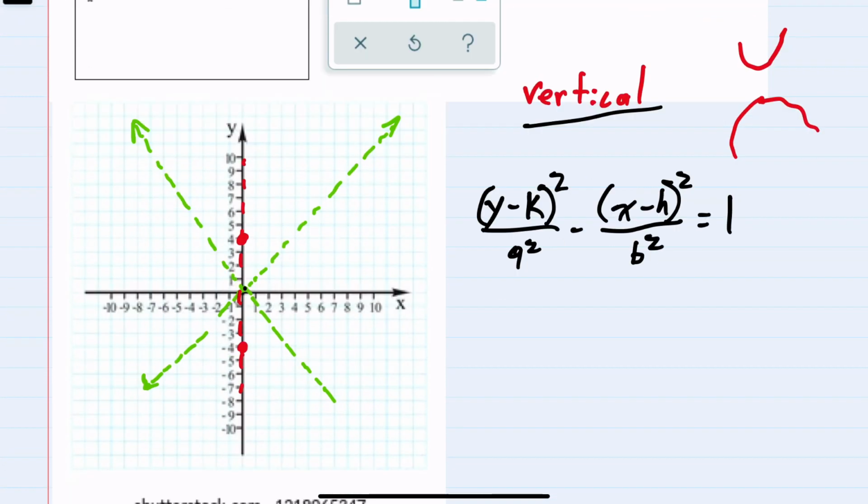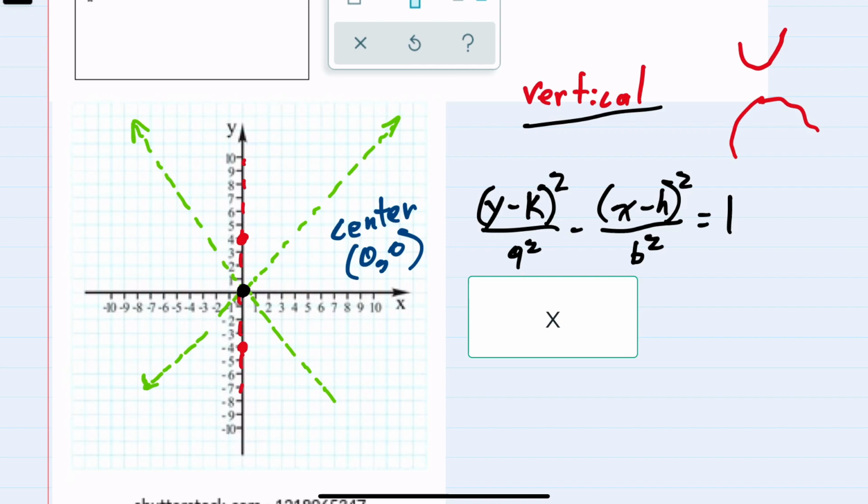First, I can see that the center is exactly between our two foci, also where these asymptotes cross. And that is at the origin (0, 0). So our center (0, 0) means that h is 0 and k is 0. So our numerators will just be (y - 0) squared and (x - 0) squared.